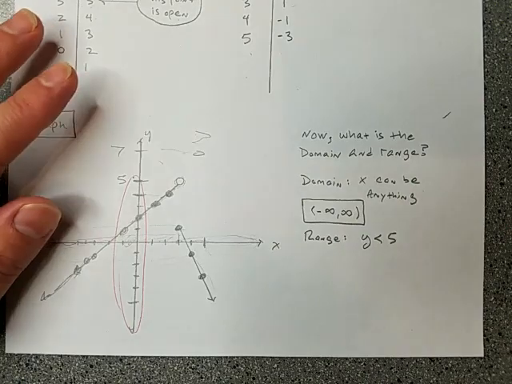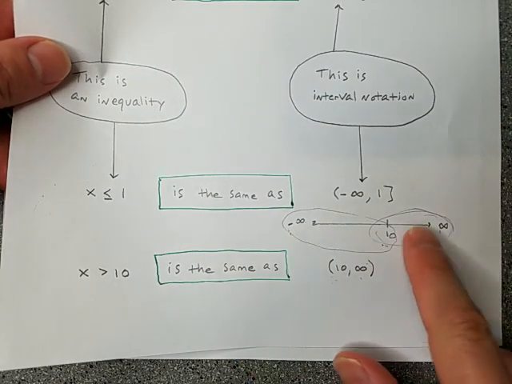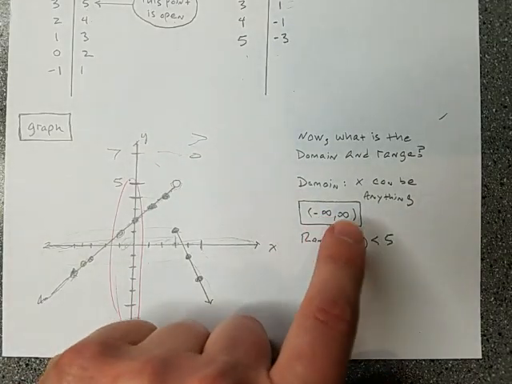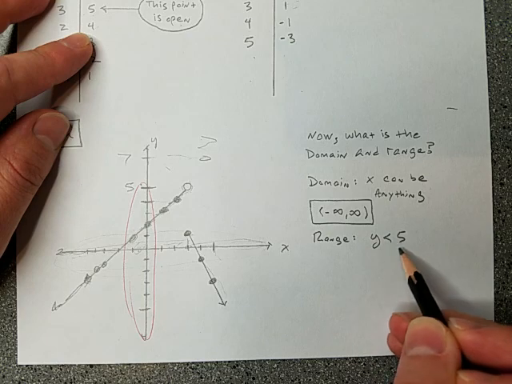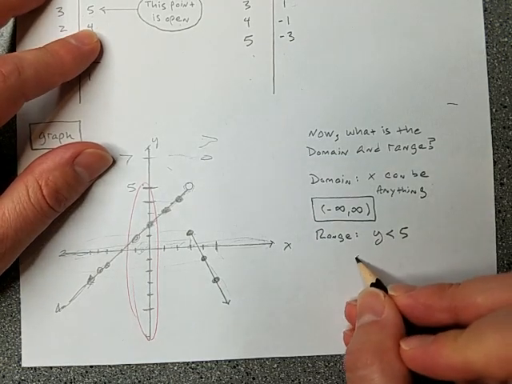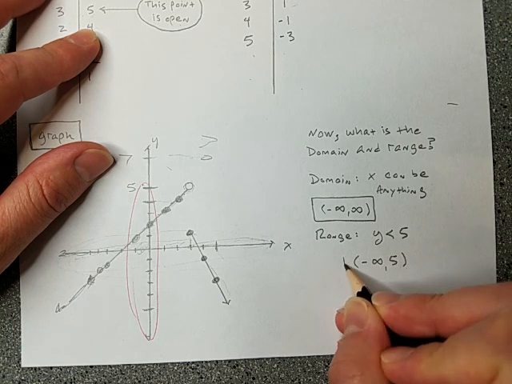Isn't the entire number line, every single number, negative infinity to infinity? Yes, it is. So that's the domain. What's the range? How do you write that you want all the numbers less than 5? Then you say negative infinity to 5, and you put a parenthesis.